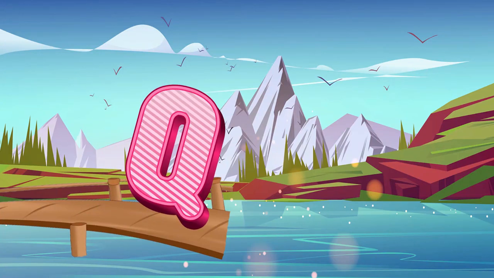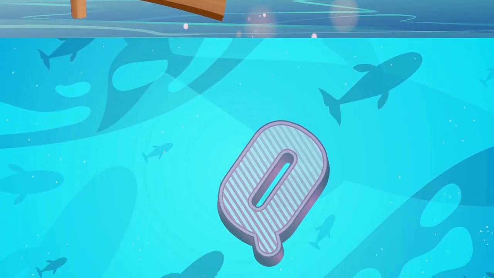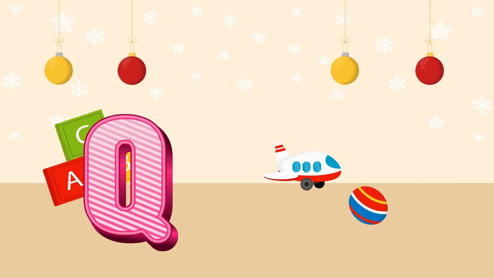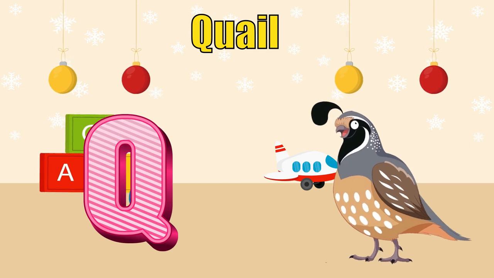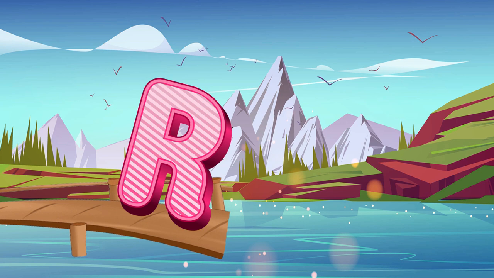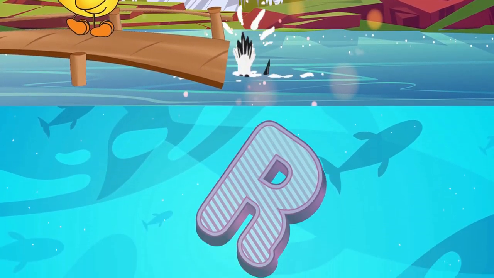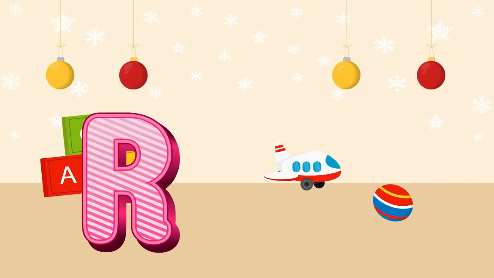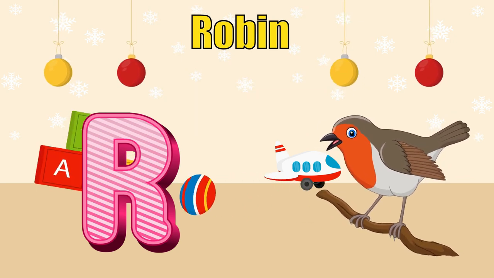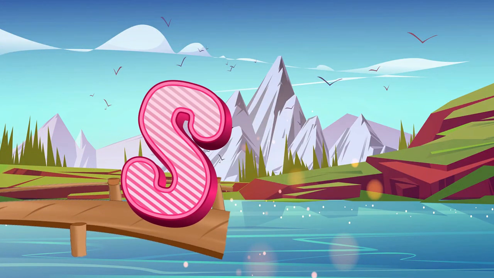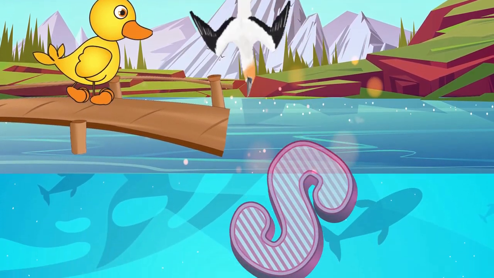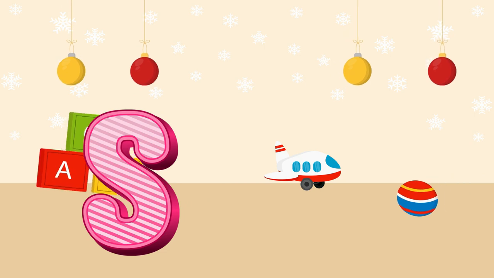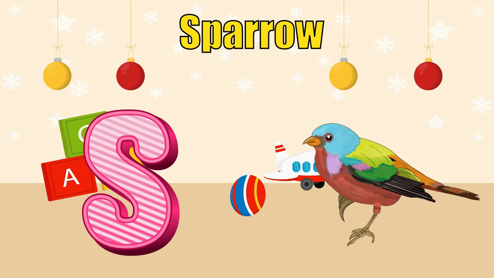Q. Q is for quail. R. R is for robin. S. S is for sparrow.